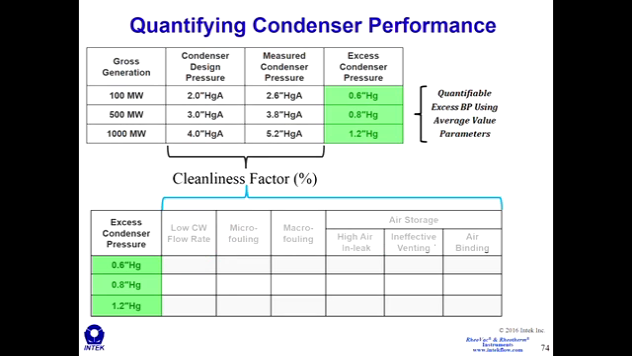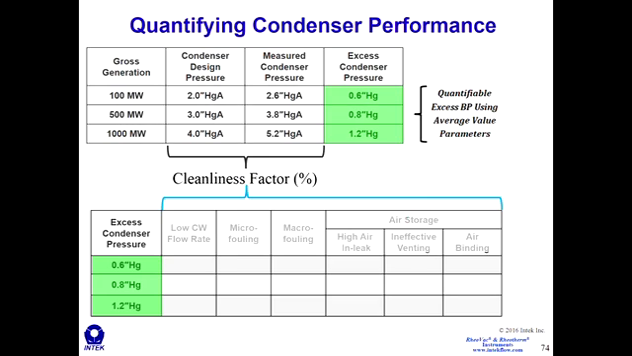But there's also a whole other class of degradation mechanisms, and that's called air storage. Air storage is pockets of low to moderate partial pressure of air that greatly reduce the heat transfer. If you go back to one of the earlier slides, it was that first layer of thermal impedance that the steam has to penetrate to get through to the cold cooling water to condense.